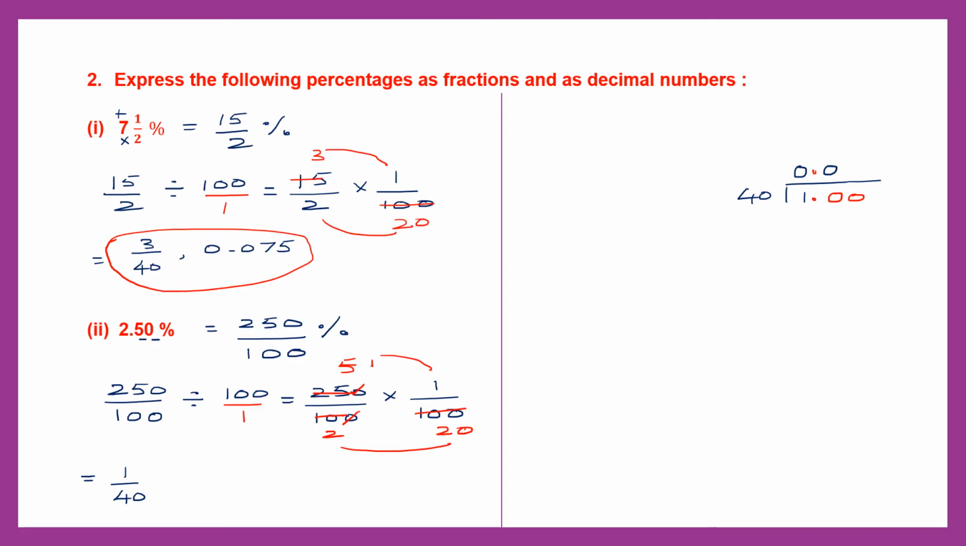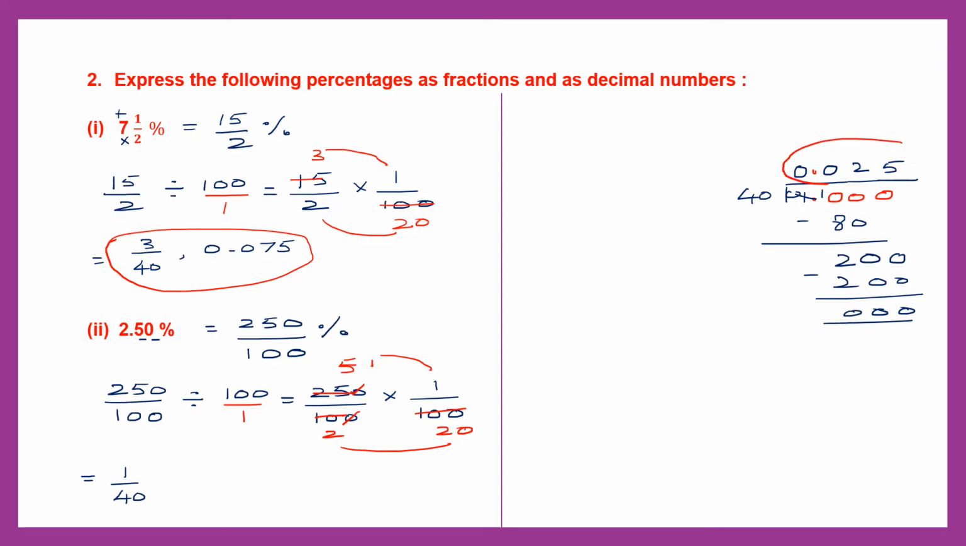40 into what will give me a number close to 100. 40 into 2. 4 2s are 80. 10 minus 8 is 2. Now let's continue the division by putting one more 0 and I'll bring that 0 down. Now my number is 200. 40 into 5 is 200 minus, now our remainder is all 0. So our answer is the quotient, that is 0.025. So here we have the fraction form. Now let's write the decimal form, 0.025.